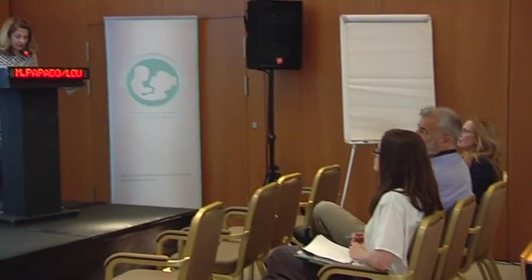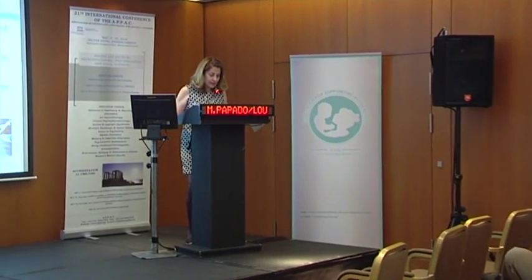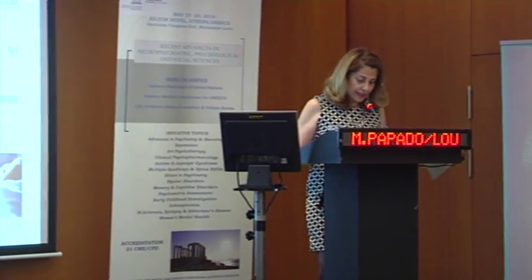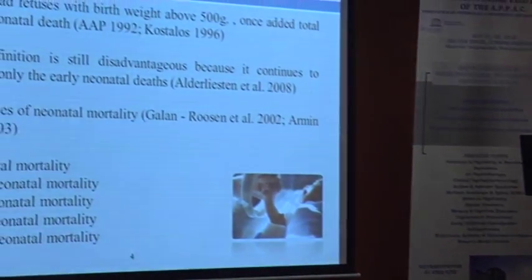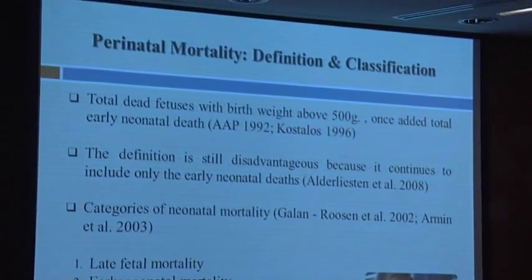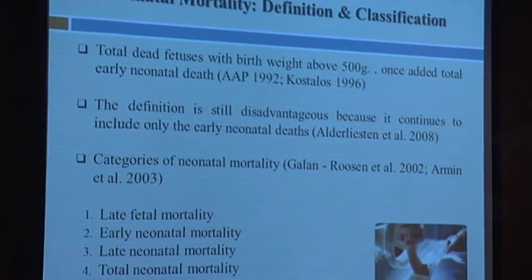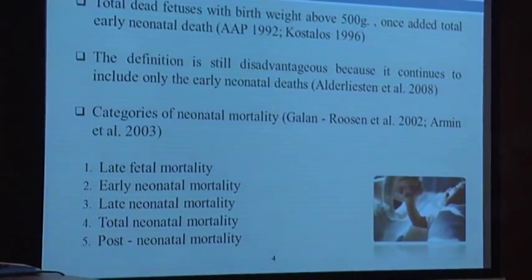Perinatal mortality, definition and classification. Total dead fetuses with birth weight above 500 grams plus total early neonatal deaths, Kostalos 1996. The definition is still disadvantageous because it continues to include only early neonatal deaths. Categories of neonatal mortality are: first, late fetal mortality; second, early neonatal mortality; third, late neonatal mortality; fourth, total neonatal mortality; and fifth, post-neonatal mortality.